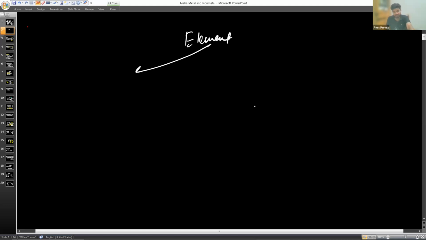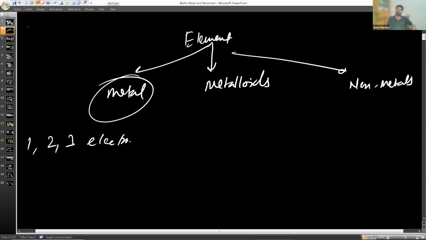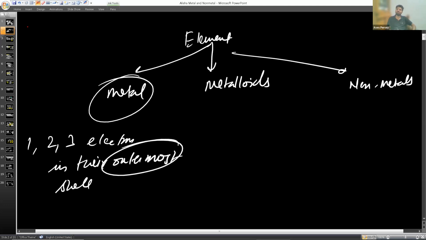Actually, we can write it here: metals, then metalloids, and then non-metals. Okay, what are metals? Metals are those elements that have either one, two, or three electrons in their outermost shell. Outermost shell means the last shell. Except hydrogen and helium: hydrogen has one electron, and helium is a noble gas which has two electrons.